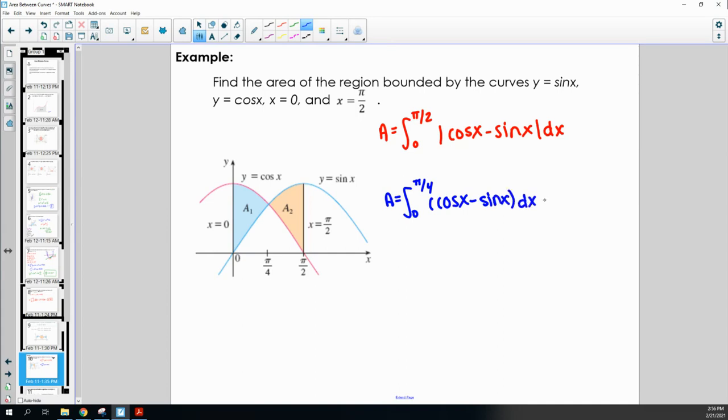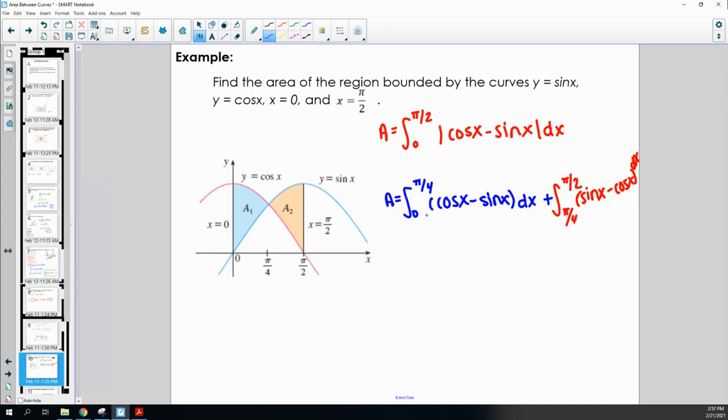dx. And then I'm going to add the integral from pi over 4 to pi over 2, and that's this orange region here. And the top function is going to be sine of x minus the bottom function of cosine of x, dx. Okay, so what we did is just kind of split it up. So we're going to do each one separately.